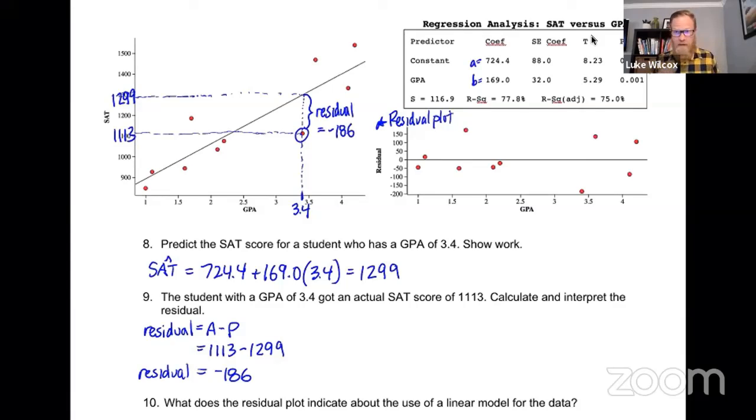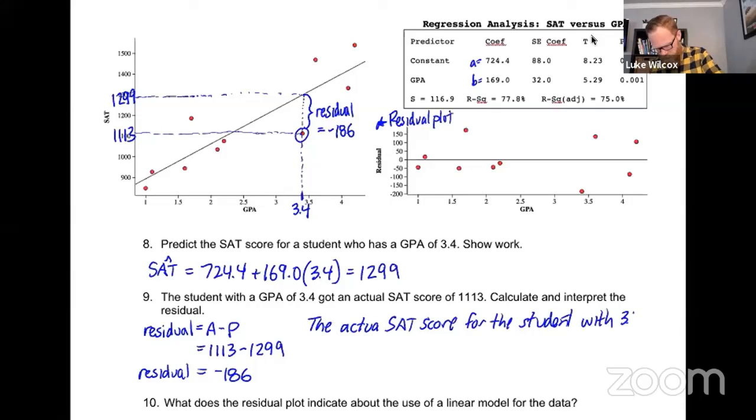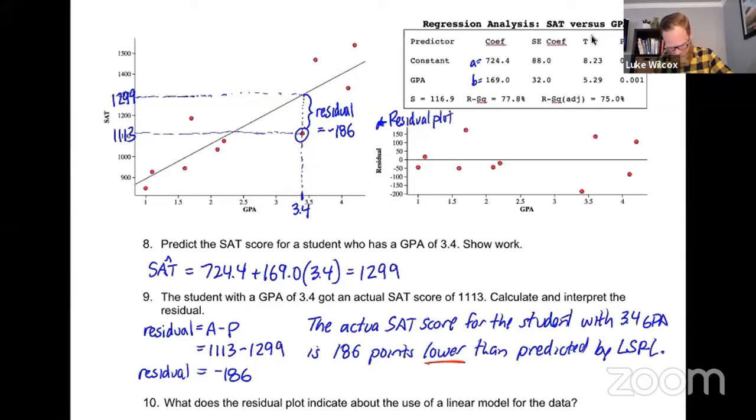So when we interpret the residual, we need to make note of that. So here's how we're going to interpret this. We're going to say the actual SAT score for the student with a 3.4 GPA is 186 points lower than predicted by the LSRL. And you'll notice here, very important is that I'm using this word lower. That explains why we have a negative value for our residual, because the actual value is less than the predicted. And so sure enough, if you look at the scatter plot, any of these values that are below the line of best fit, those are all going to have negative residuals. And all these values above the line of best fit, well, those are going to have positive residuals.